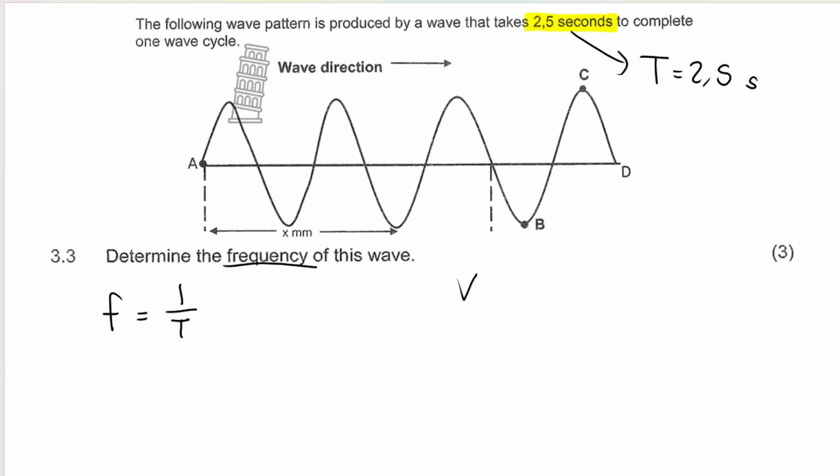So the other formula that frequency appears in is this formula. But I don't know the wave speed and I don't know the wavelength. So this formula doesn't make sense. I'm going to use this formula.